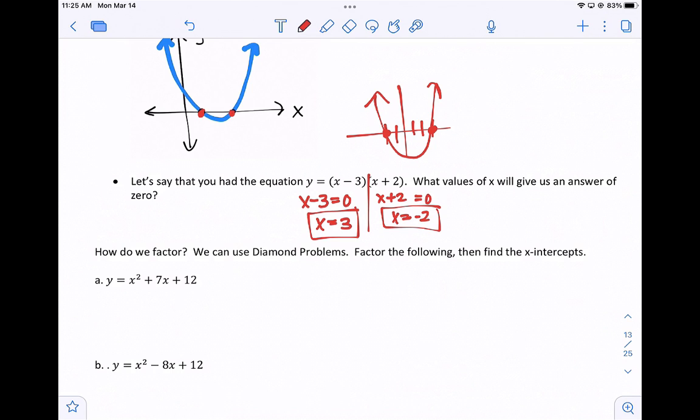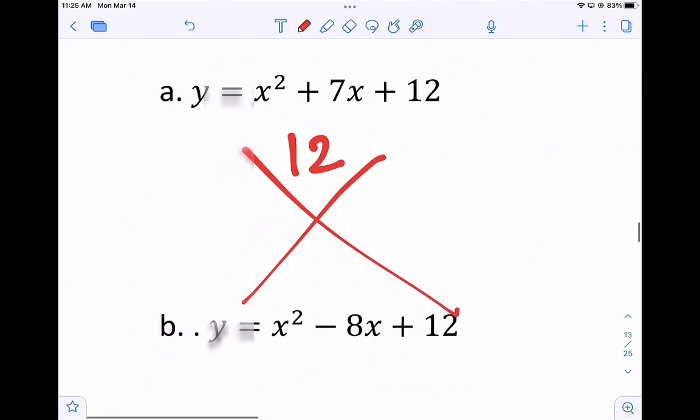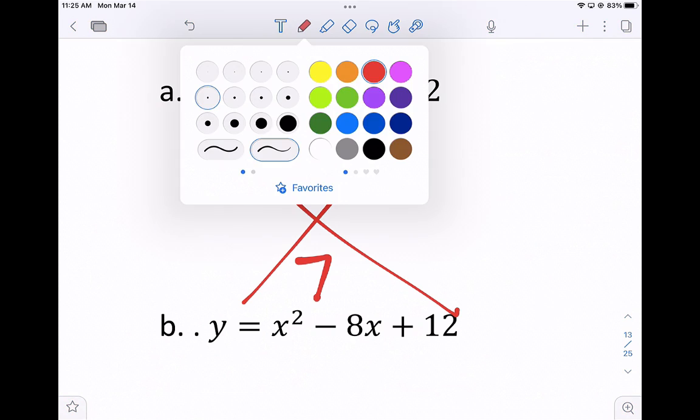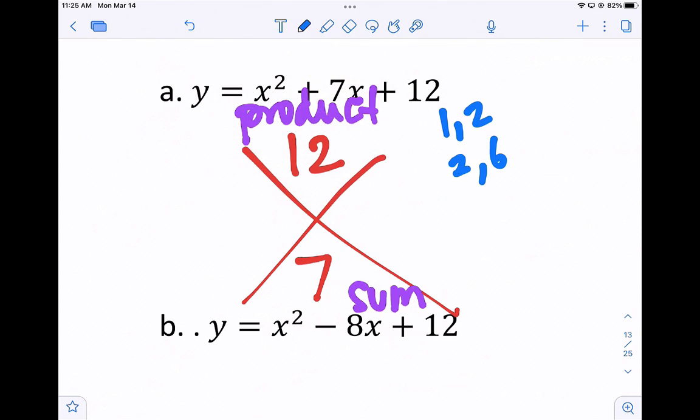How can we factor? We can use diamond problems, so we've been practicing those in class. So to make your diamond, the last number goes on top, and then the middle number goes on the bottom. And remember, it's the product, or what multiplies to the top number, that adds, or it's the sum of the bottom number. So let's think of two numbers that multiply to 12, and then we have to find the right combination. So not only does it multiply to 12, it adds to 7. So we have 1 and 12, 2 and 6, 3 and 4. These are all factors of 12. And so we have to pick the combination that also adds to 7. So that would be 3 and 4.